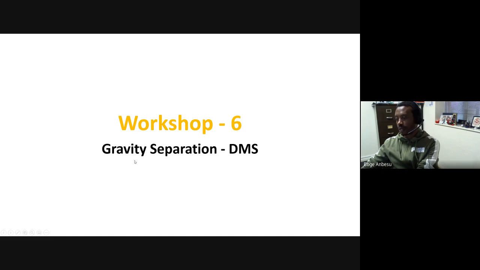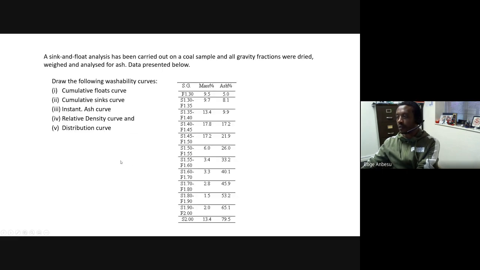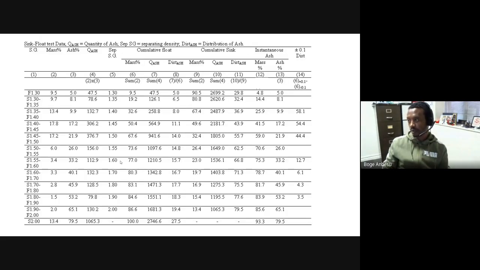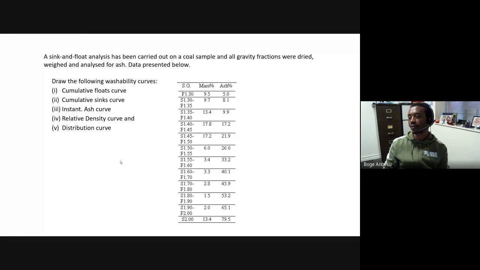Okay, so it looks like my slides are not modified. Okay, so let's go back and see if everyone can follow me when we do this exercise and complete that table. So the table I'm talking about is this one, from which we can draw different curves. And from the curves, we can make some nice conclusions about the performance and the expected recoveries and grades of the sink and float experiment.